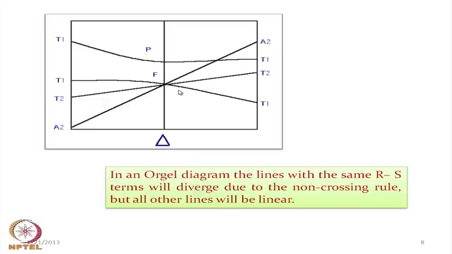But the other lines in the Orgel diagram, that means the line for T2 and the line for A2, these two are linear. So, we will have the linear line as well as the bent line in this particular diagram.